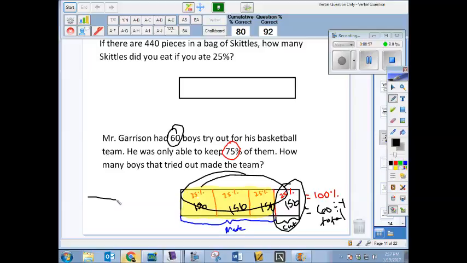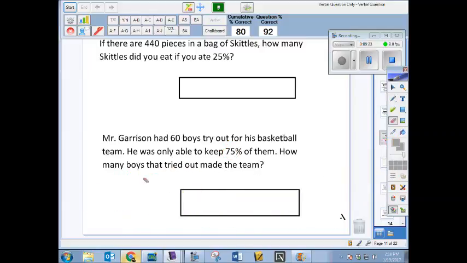Now, we should check with a proportion, right? We have part over whole equals percent over 100. We have 75%. We know that 75% made the team, so I'll put made. So this must be the actual that made, right? This will be total. Is 60 the total or the part? 60. Cross multiply, divide, you will get 45. Okay?